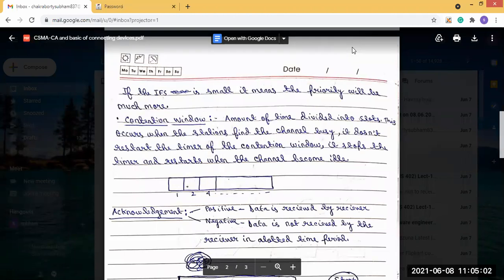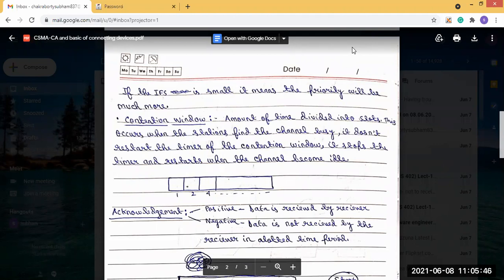So mainly we have 2 types of acknowledgement: positive and negative. Positive acknowledgement means our transmission is good, no error occurred, and the receiver received the message correctly, so it sends a positive acknowledgement signal. But negative acknowledgement means the frame received by the receiver is corrupted or damaged, so the receiver sends the negative acknowledgement, meaning it wants that particular frame to be resent by the sender. This is the negative acknowledgement concept.